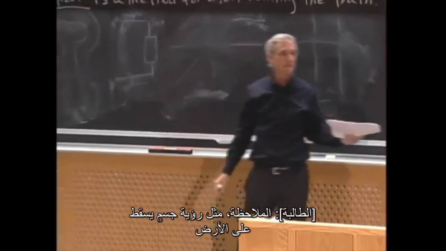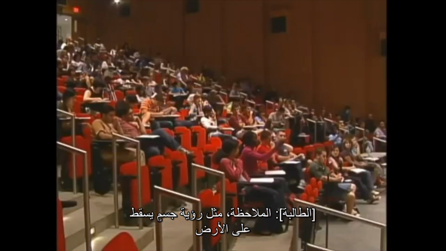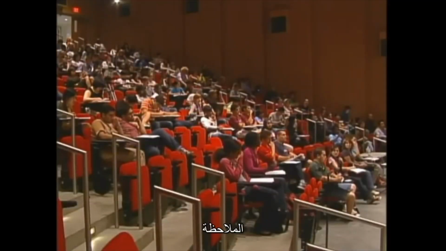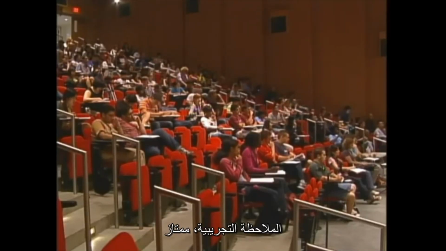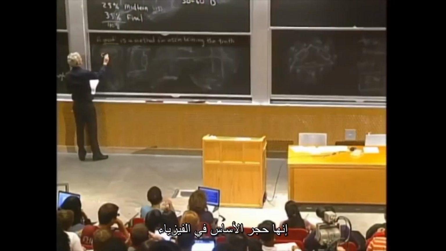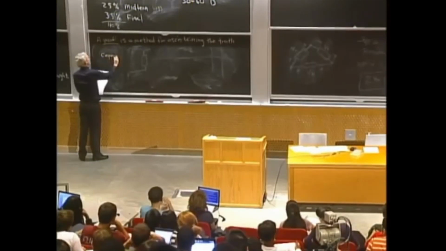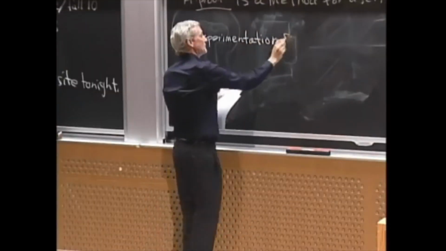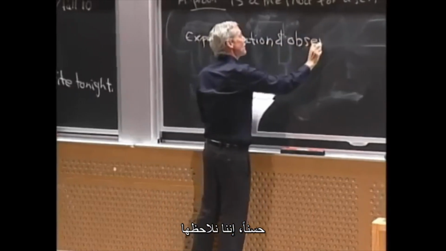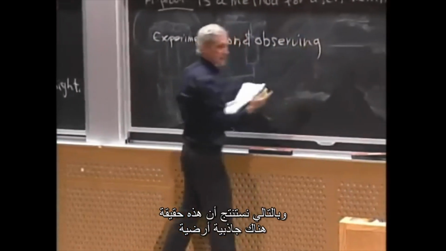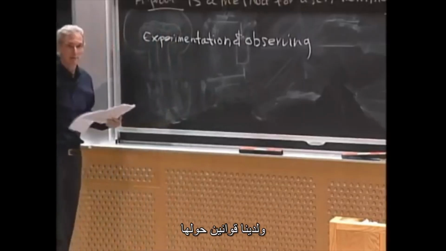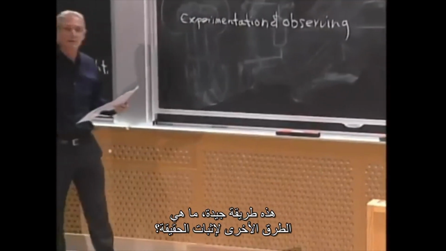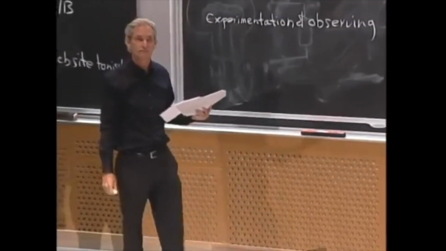Like seeing that a piece of chalk will fall to the ground. Observation. Experiment and observation. Excellent. That's the bedrock of physics. I mean, who really knows if there's gravity out there? Well, we observe it, and so we then conclude that's the truth. There's gravity, and we have laws about it. That's one good way. What's another way of ascertaining truth?